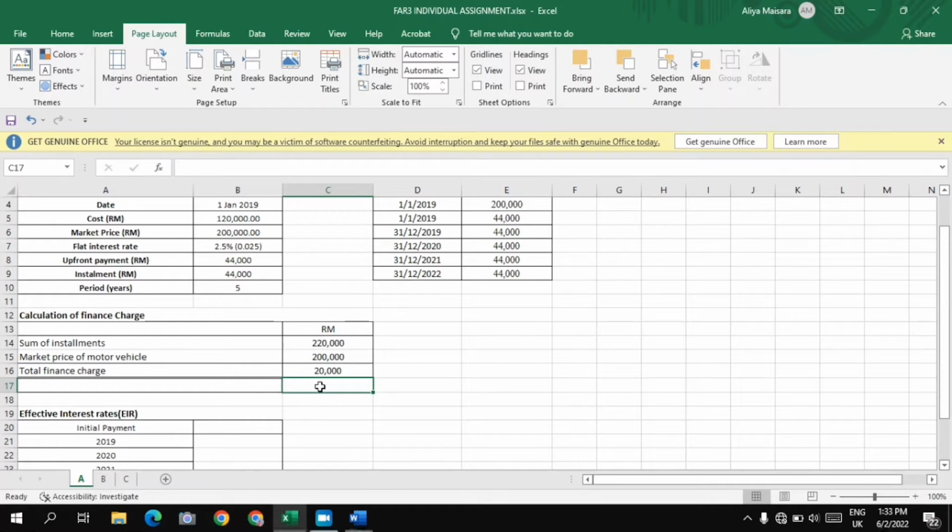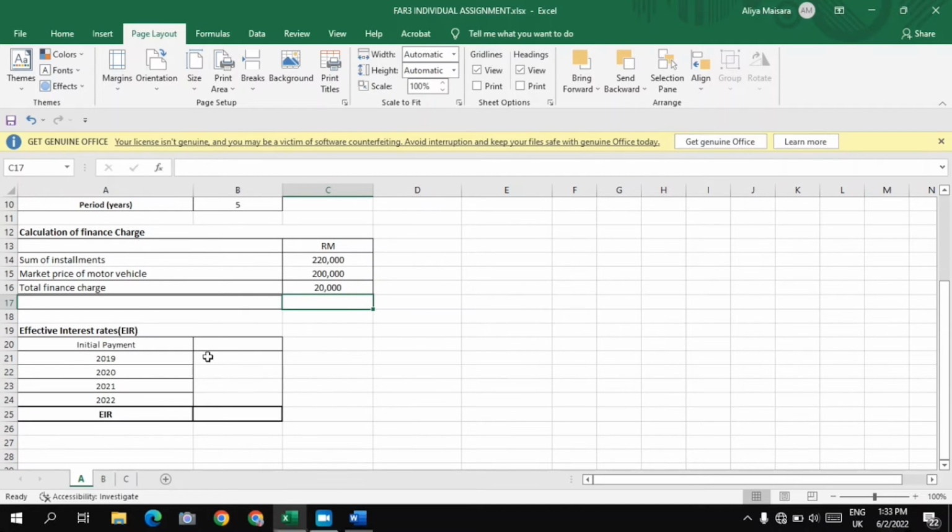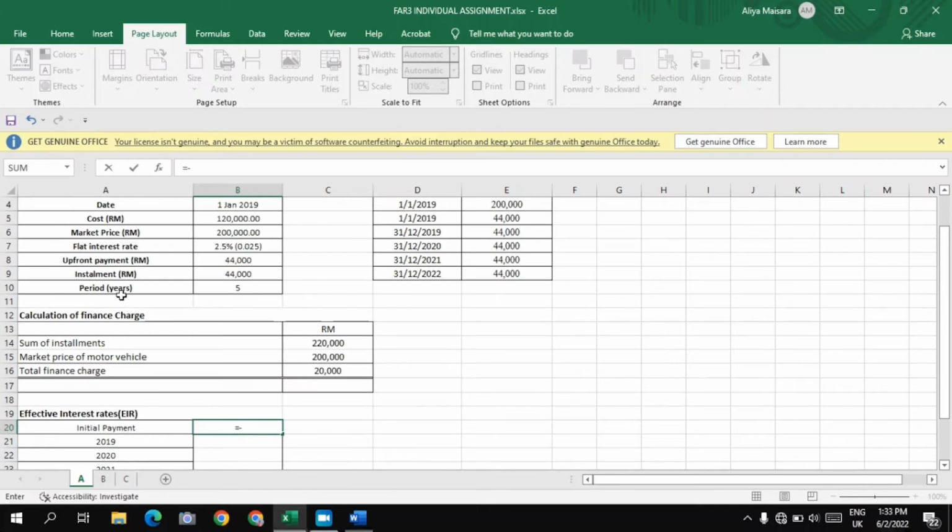To get the total finance charge, subtract the market price from the total of the installment, and we will get the total finance charge of 20,000 ringgit. The initial payment is negative 200,000 ringgit plus 44,000 ringgit of upfront payment, and we will get negative 156,000 ringgit for the initial payment.